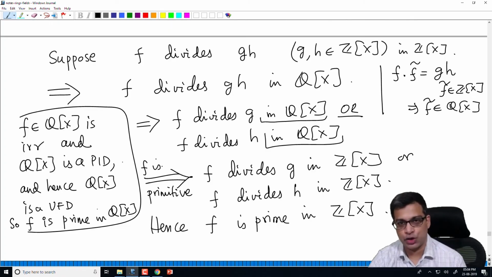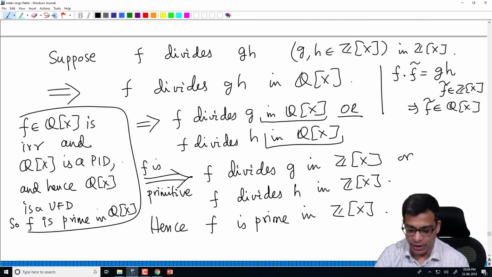Because F is irreducible in Qx and Qx is a UFD, F is prime. So F divides G in Qx or F divides H in Qx. Now F is primitive, which says that F divides G in Zx, because if F divides G in Qx and F is primitive, then F divides G in Zx.